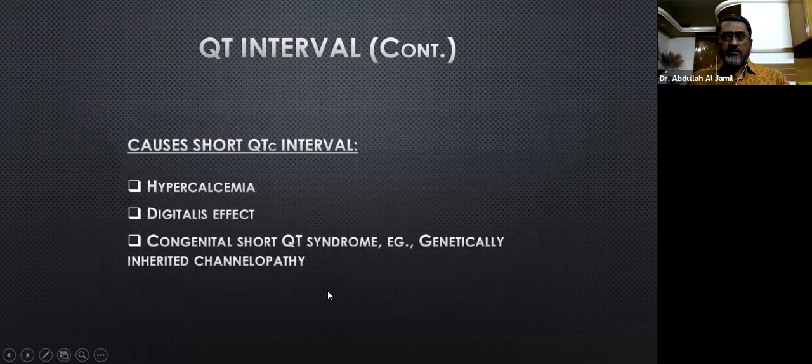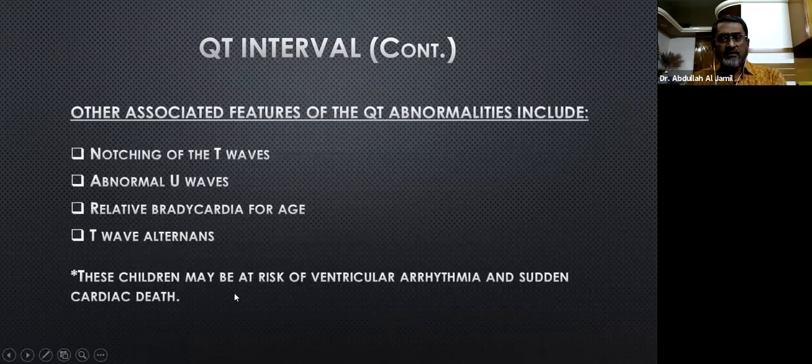Causes of short QTc interval are hypercalcemia, digitalis effect, congenital short QT syndrome, for example genetically inherited channelopathies. Other associated features of the QT abnormality include notching of the T wave, abnormal T waves, relative bradycardia for age, T wave alternans. These children may be at risk of ventricular arrhythmia and sudden cardiac death.